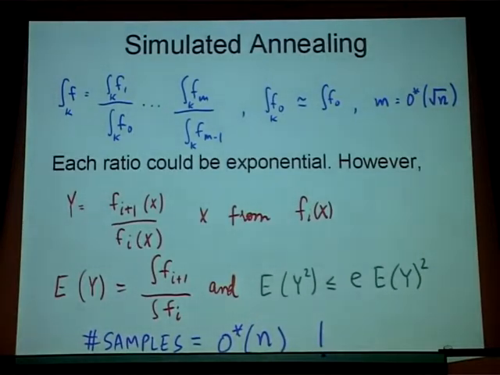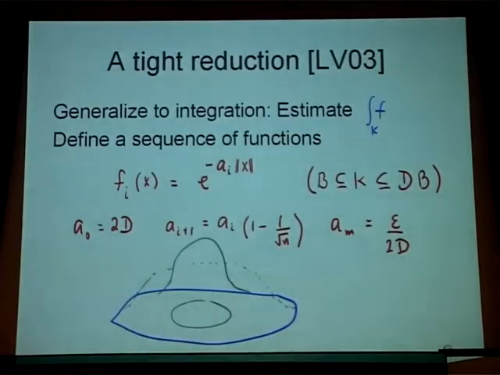And therefore you only need a constant number of samples in each phase, and the total number of samples across all phases is just linear in n. And this is the best possible for these functions. And now note that this function that we defined is log concave. So it has some very strong convexity properties.